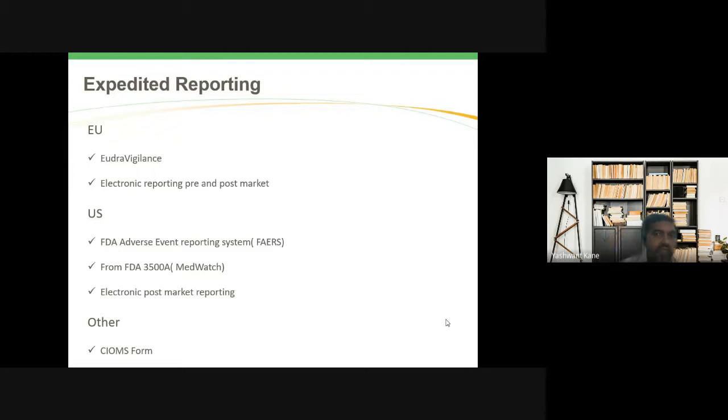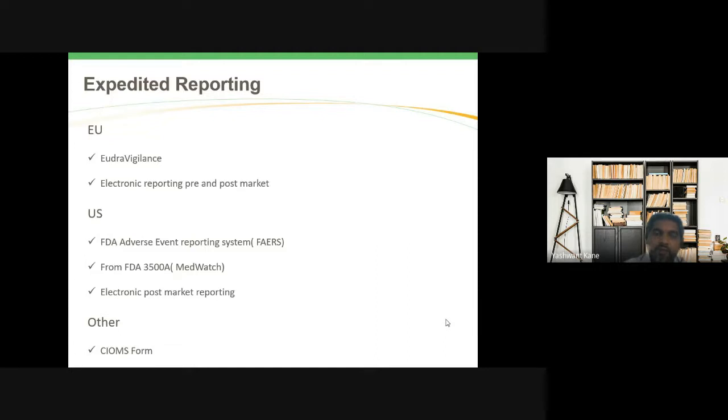In the US, we have the FAERS system, that is the FDA Adverse Event Reporting System. The Form 3500H or MedWatch form is set up by the FDA, and is available on their website as well as with the doctors in the US, so that they can report anything they come across in terms of adverse events to the US FDA.